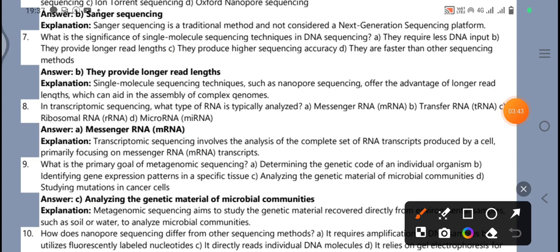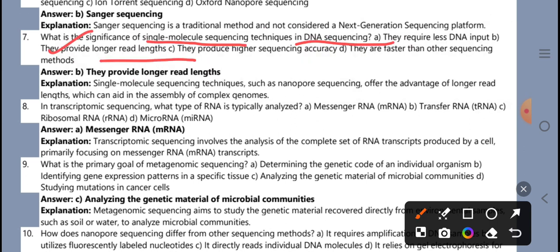Question number 7, what is the significance of single molecule sequencing technique in DNA sequencing? So option number B, they provide longer read length. Question number 8, in transcriptomic sequencing, what type of RNA is typically analyzed? Important question. So option number A, that is mRNA, messenger RNA.